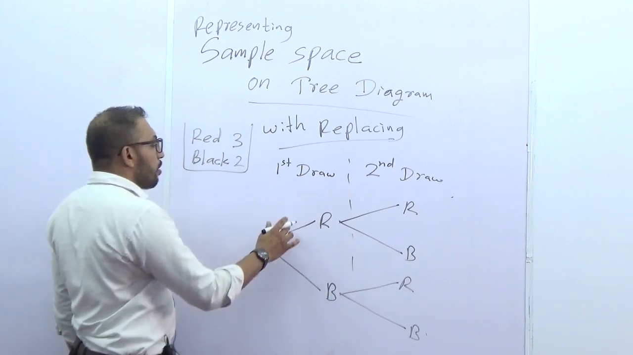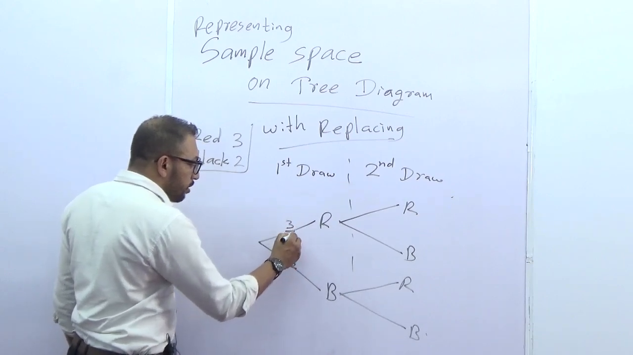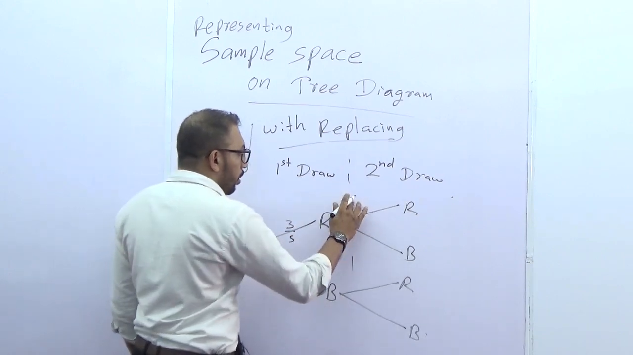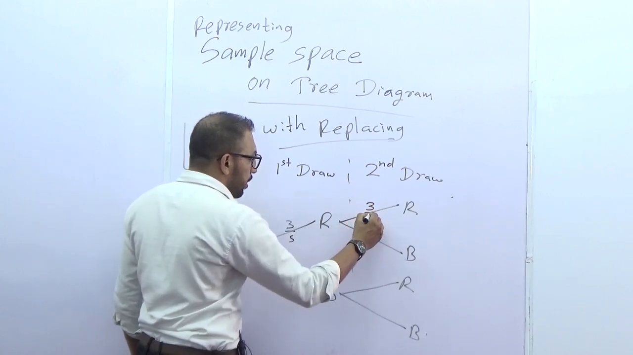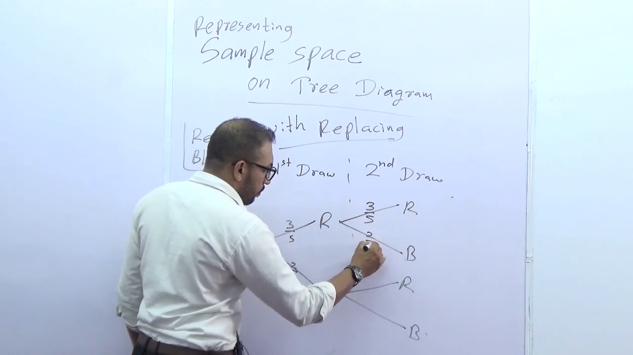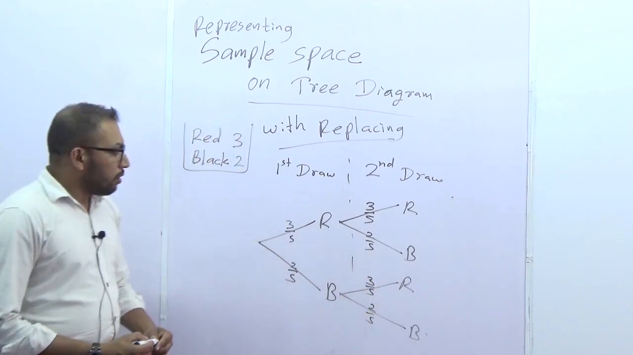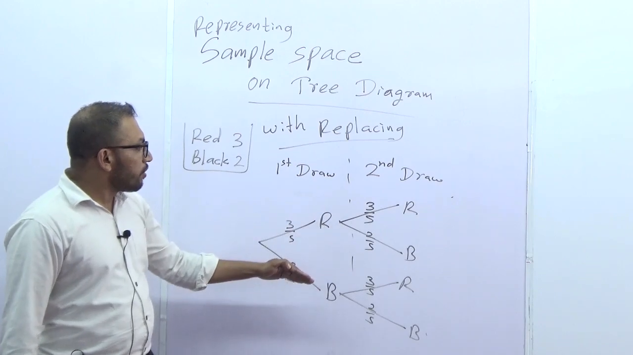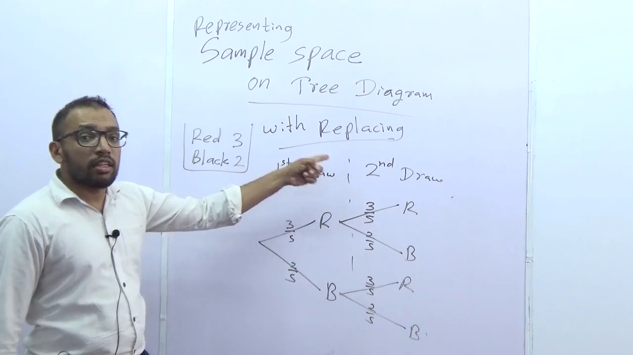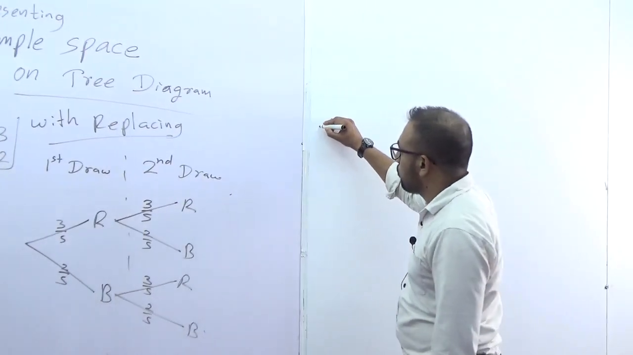Then we have to write the probabilities on the branches. Here 3 and 2, 3 plus 2 is 5. Because of with replacing, the same number is repeated. This is the sample space of the tree diagram under with replacing. Now let's consider without replacing.